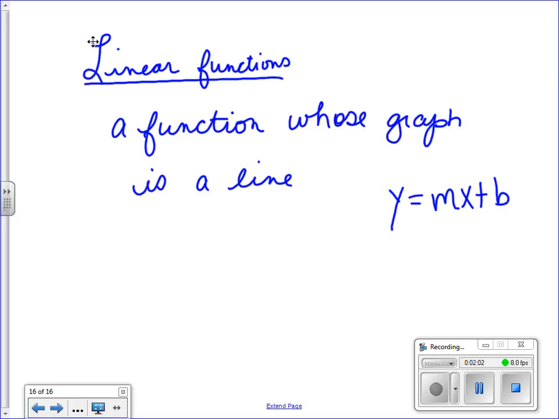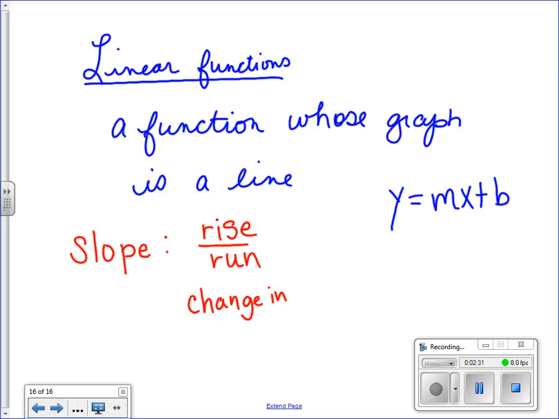Let's see. While we're here, what's that? That's the slope. What's that? Yeah, that's the y. Right. Okay. And what is slope? Rise over run. Okay. Slope is rise over run. Slope is the change in y over the change in x.